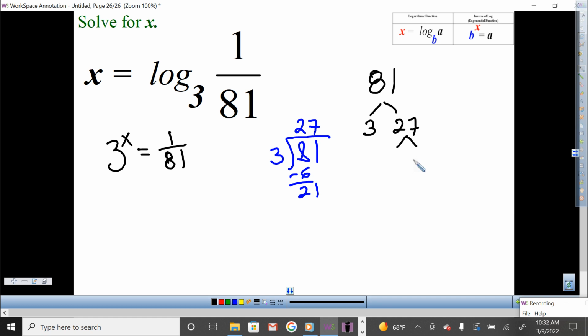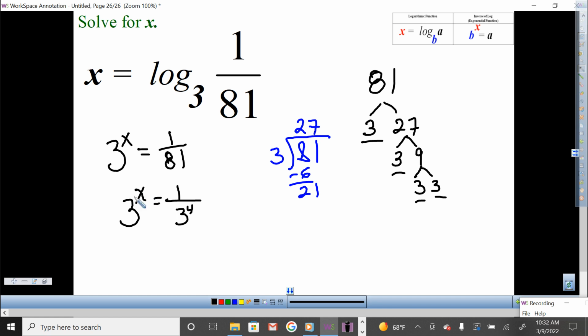Can I factor the 27 again? Yeah. How many times does the 3 fit into 27? 9. Yeah, 3 times 9 is 27. Next, how many times does 3 fit into the 9? 3 times. So how many 3's do we see here? 4. So this can be written as 3 to the 4th equals 3 to the x.